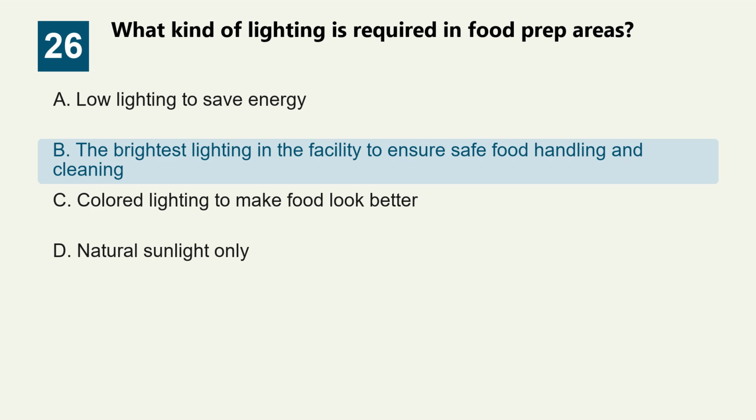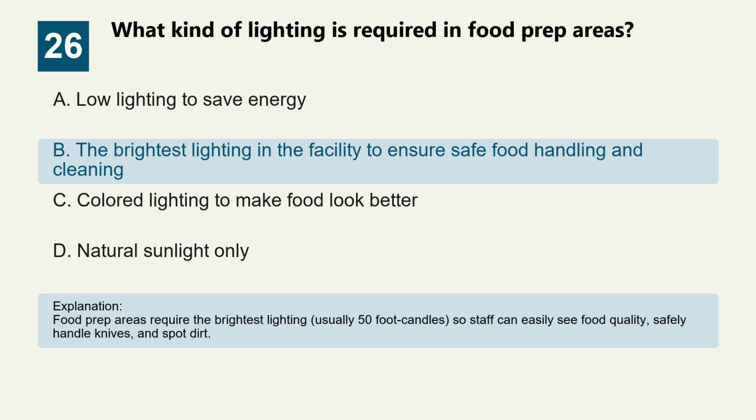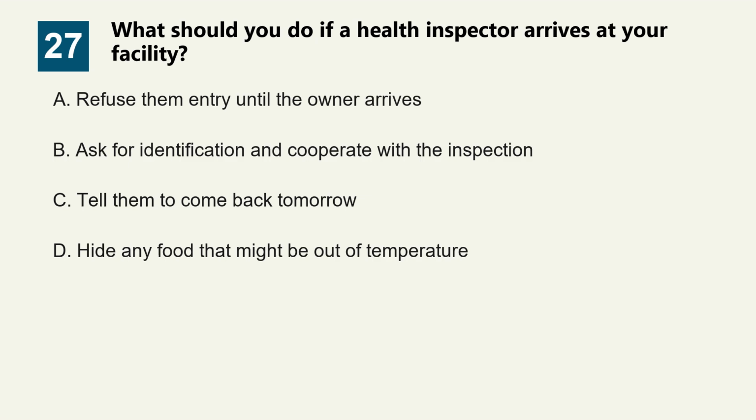The brightest lighting in the facility to ensure safe food handling and cleaning. Food prep areas require the brightest lighting, usually 50-foot candles, so staff can easily see food quality, safely handle knives, and spot dirt.